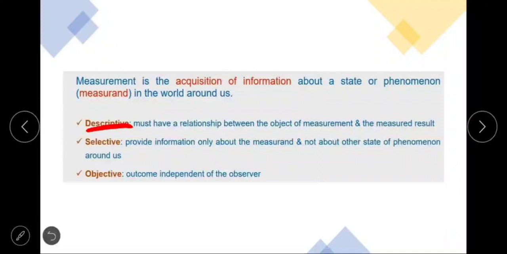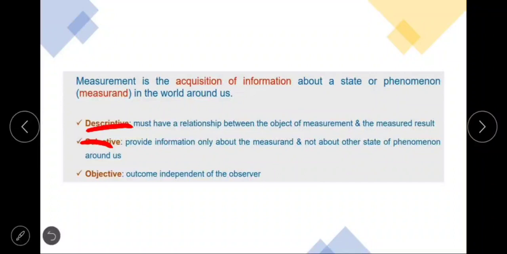And the second thing was it should be selective. Definitely it should be selective. Why? It should filter out all the noises. It means all the other parameters should be filtered out. So it should measure the quantity or the variable for which it is made.